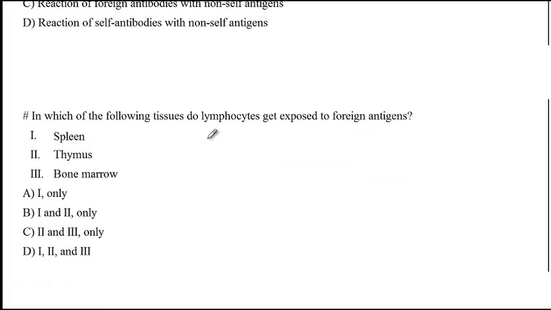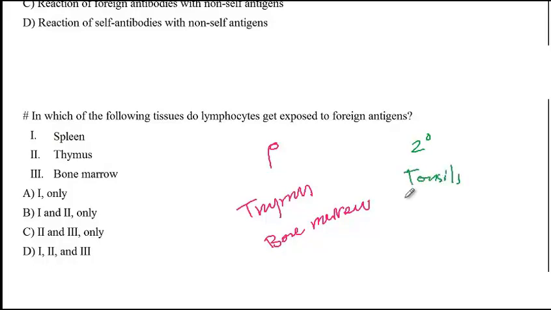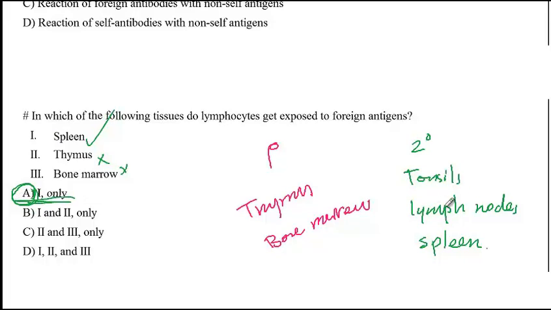In which of these tissues do lymphocytes get exposed to foreign antigens? We had primary lymphoid organs like thymus and bone marrow, and then we had secondary lymphoid organs like, for instance, tonsils, lymph nodes, and the spleen. So spleen would be the correct answer, and these two would not be correct. So choice A only is the site where lymphocytes can get exposed to foreign antigens.